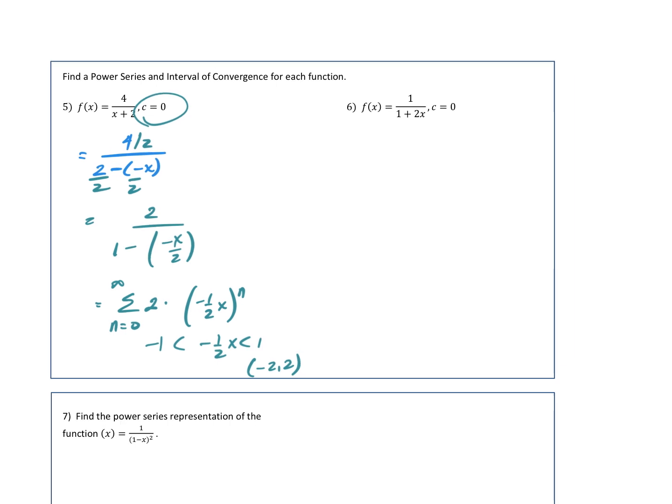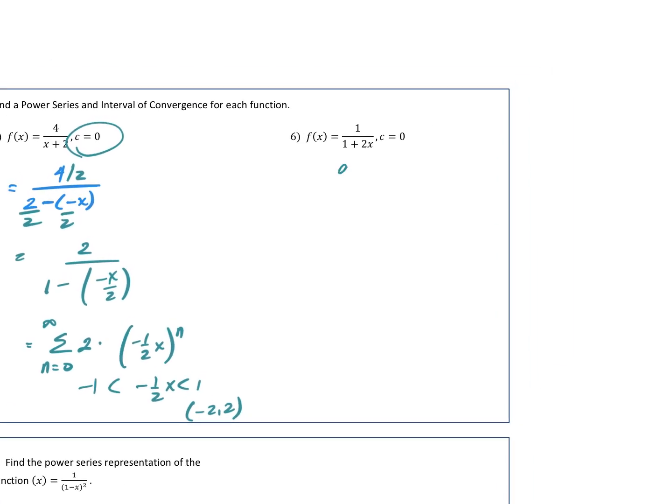And then for the last one, we're going to say a sub 1 is 1. R is negative 2x, so I'm going to just jump right into the series. So it's going to be negative 2x to the nth power. And then we're going to say negative 2x is less than 1, greater than negative 1. So we end up with interval of convergence from negative 1 half to 1 half.